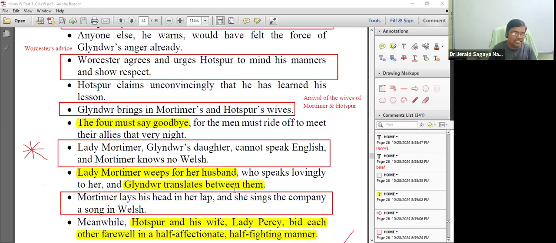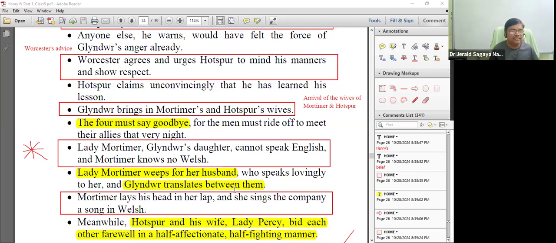But on the other side, you have a very, very delicate situation. Lord Mortimer is an Englishman. He doesn't know Welsh language. Whereas his wife, Lady Mortimer, is a Welsh girl. She doesn't know English. So there is a need for a mediator. And who acts as a mediator between these two people is the father of Lady Mortimer. Who is that? Owen Glendower.